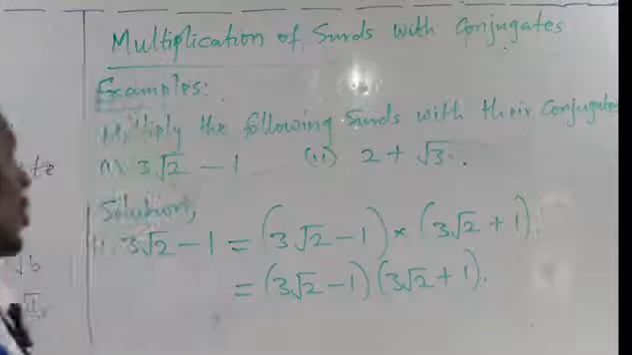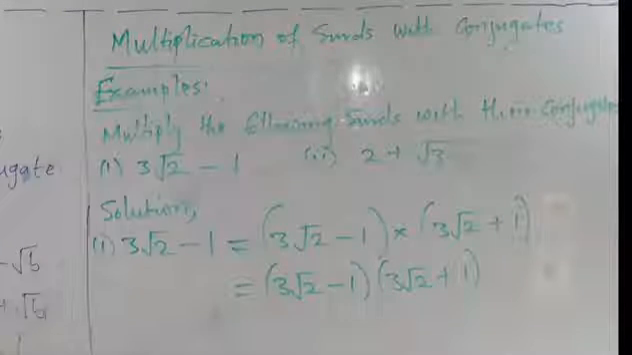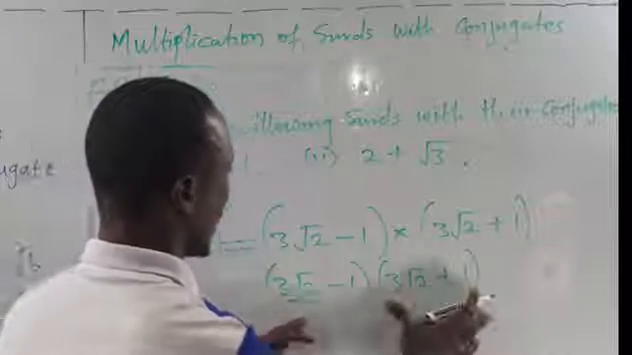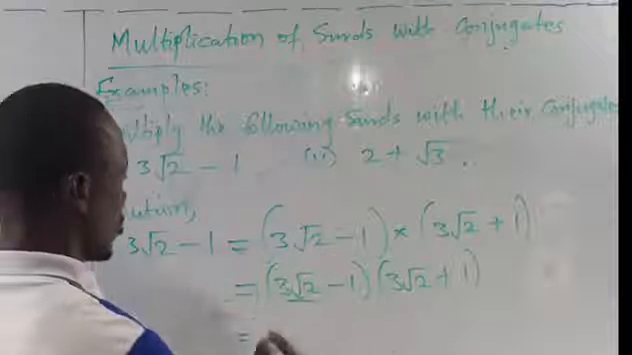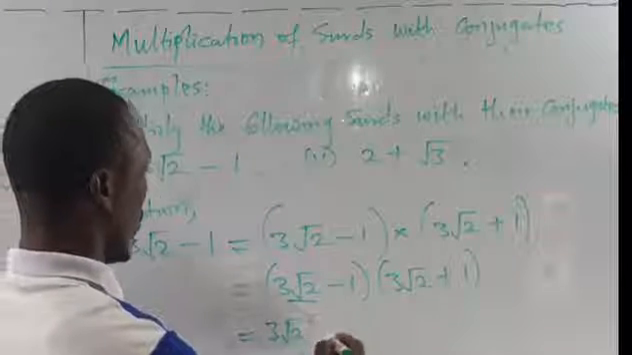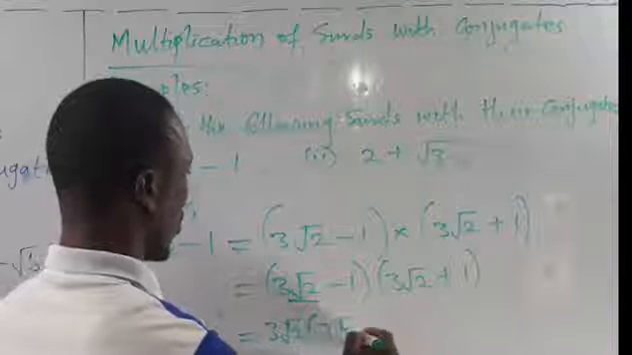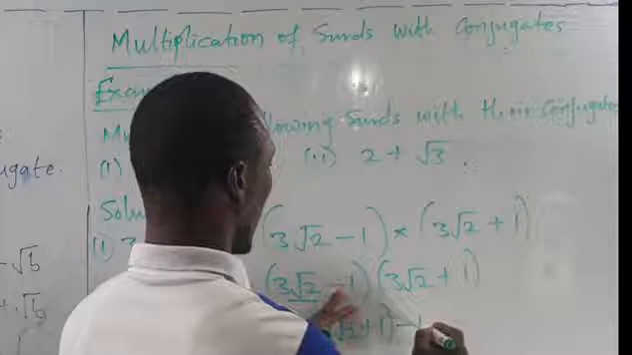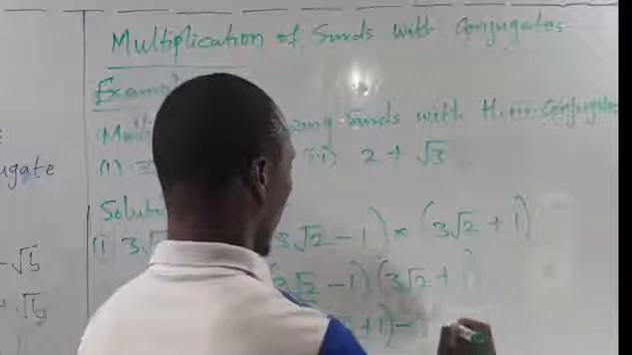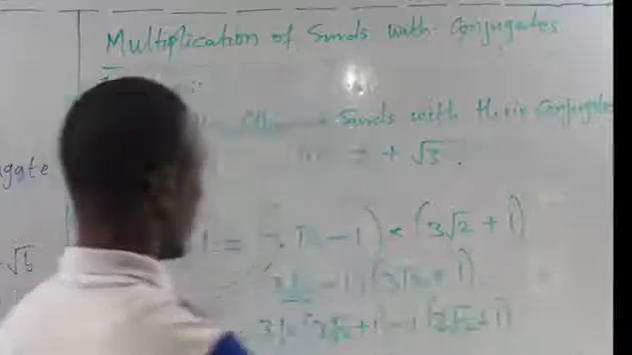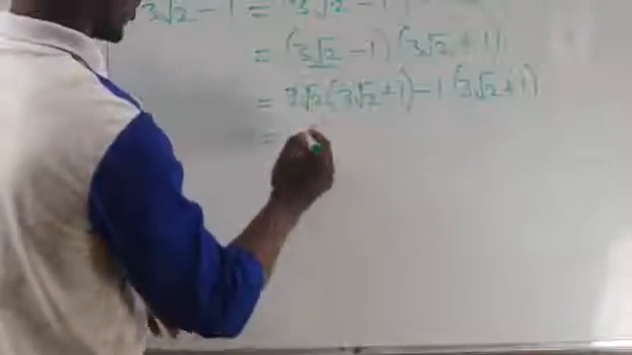So we now open the bracket and simplify. We use 3 root 2 from the first bracket to multiply the second bracket, 3 root 2 plus 1, then use the minus 1 to multiply the second bracket as well, 3 root 2 plus 1. So let's now open the bracket. 3 multiplied by 3 gives us 9.